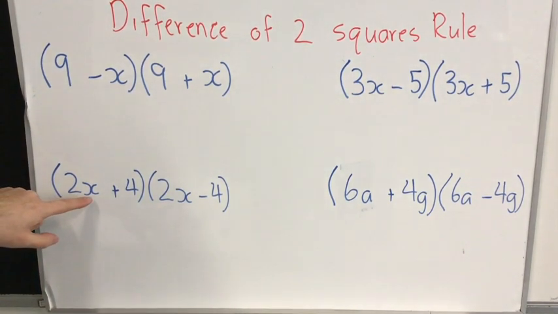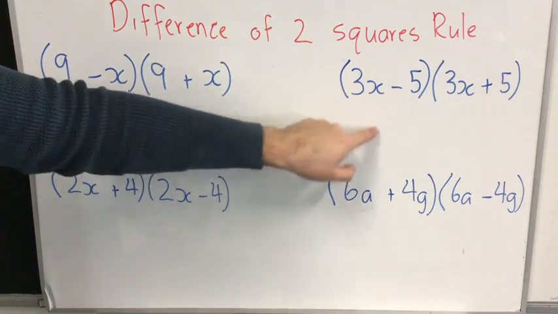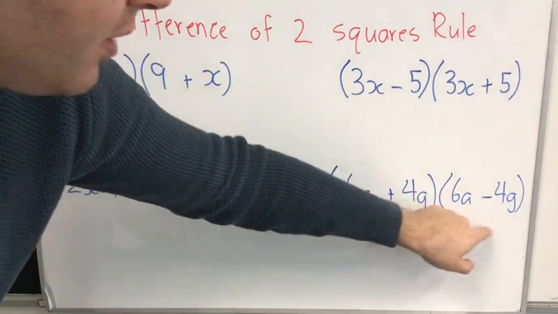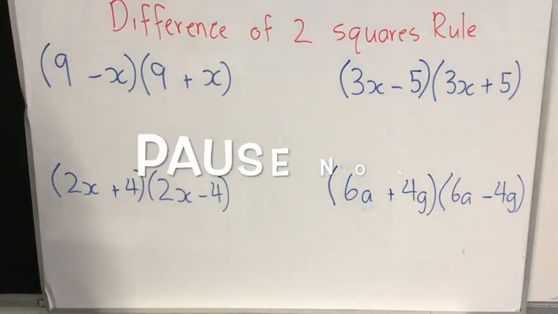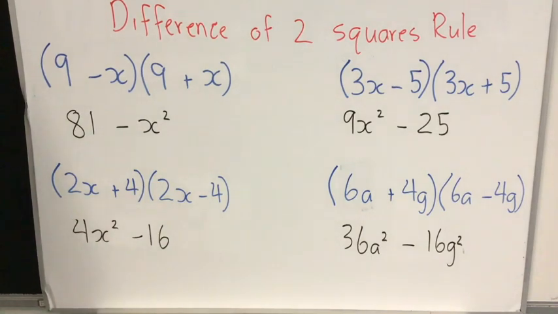So don't just square the x, you've got to do 2 squared as well. Up here, square the 3 and the x when you're doing the first bit. Up here, square every number and put a squared next to every letter. They are your clues. Have a go. Okay, here are our answers.